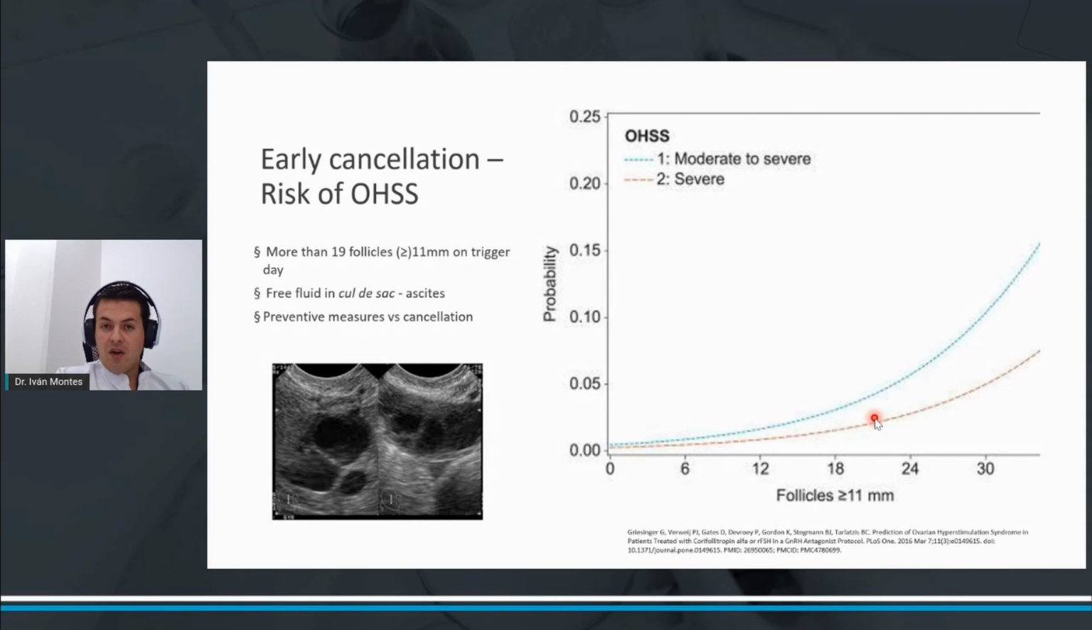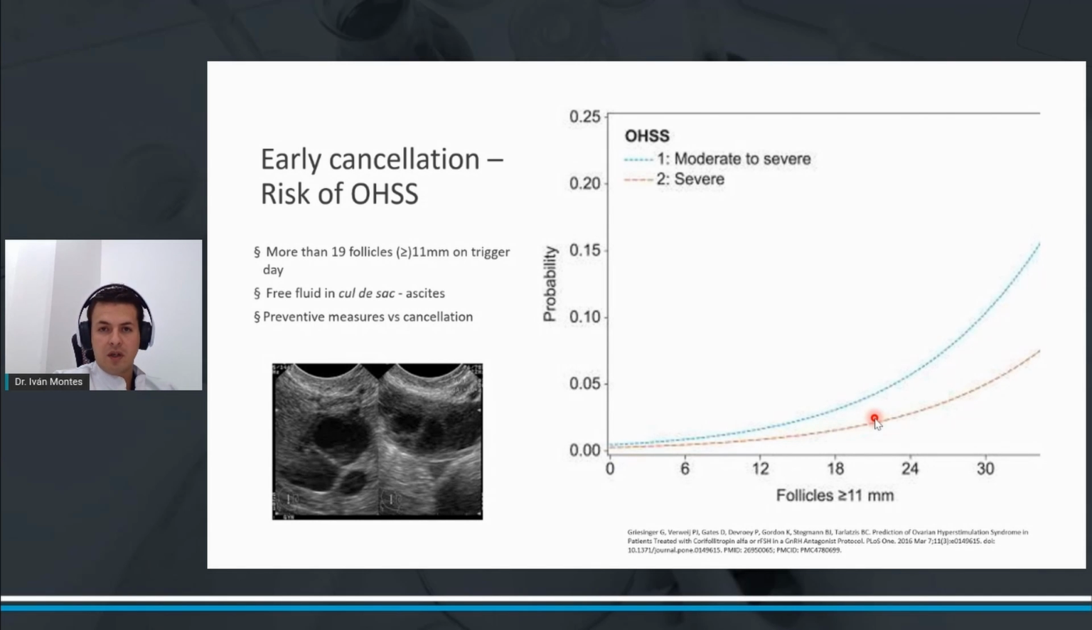And on these patients, you don't just count the follicles, you also have to see how the patient is. So the clinic, or the symptoms of the patient, are very important for you when you're doing this type of treatment. You need to check how many follicles she has, and also if she has free fluid in the cul-de-sac or ascites.